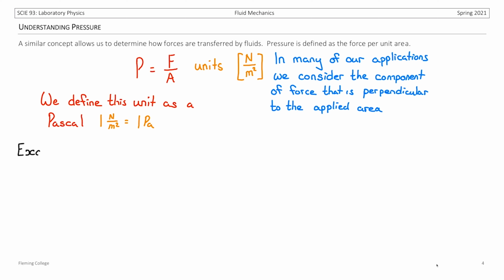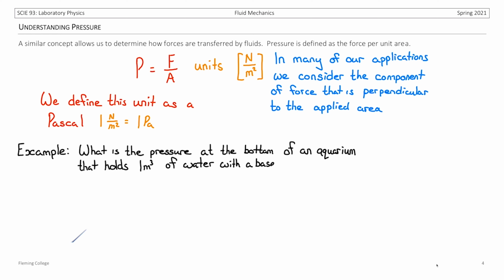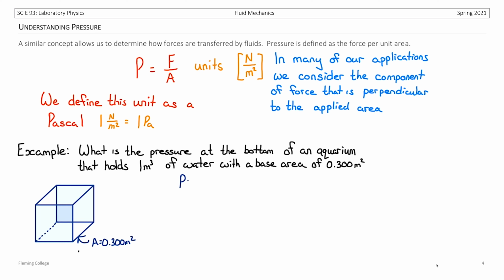Again, we'll look at an example, this time for pressure. What is the pressure at the bottom of an aquarium that holds 1 cubic meter of water with a base area of 0.300 meters squared? So we'll grab our formula, pressure is equal to force divided by area.